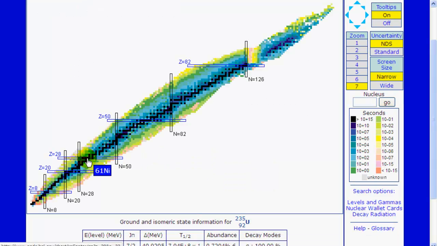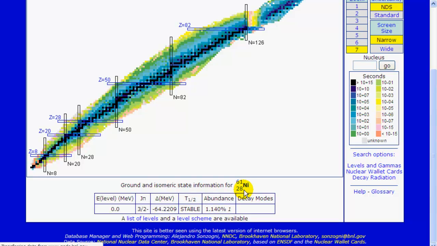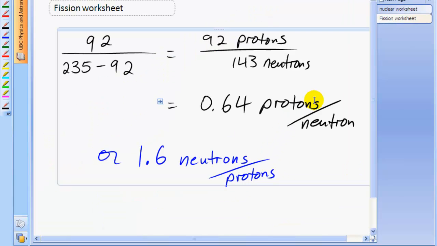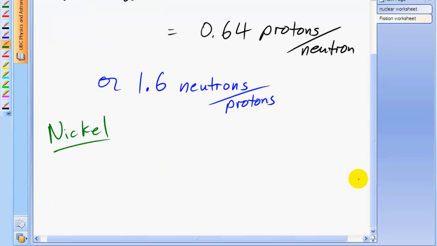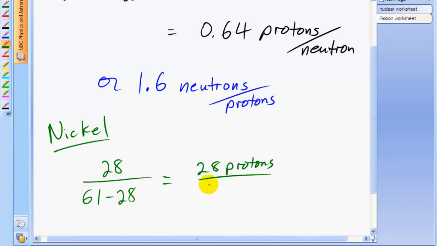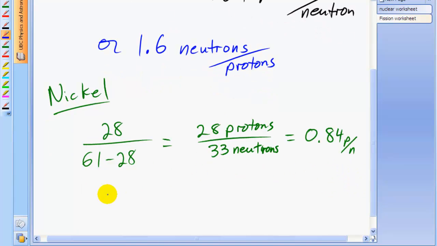Let's compare this neutron to proton ratio with a lighter element like nickel, nickel-61 say. Nickel-61 has 28 protons, and so we'll calculate the ratio over here now. So this work here before was for uranium, and now we'll talk about nickel. So nickel has 28 protons, and we're going to divide that by 61, subtract the 28 protons, and this gives us 28 protons for every 33 neutrons. It's almost a 1-to-1 ratio, quite different from the uranium. This is approximately 0.84 protons per neutron, and if you take the reciprocal of that, 1 divided by 0.84 is 1.2 neutrons for every proton.